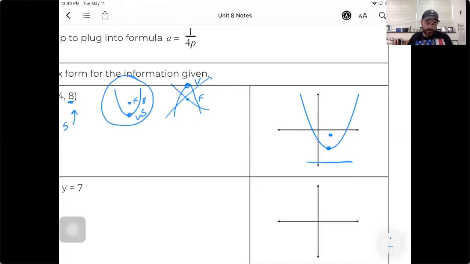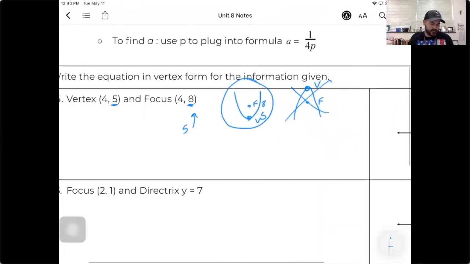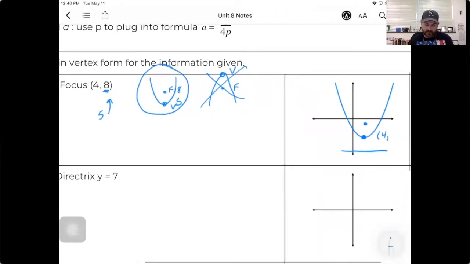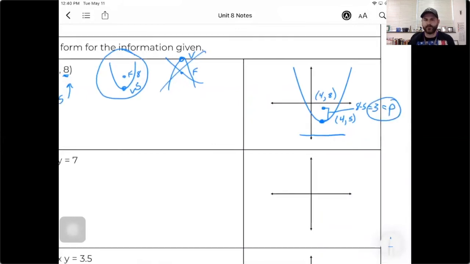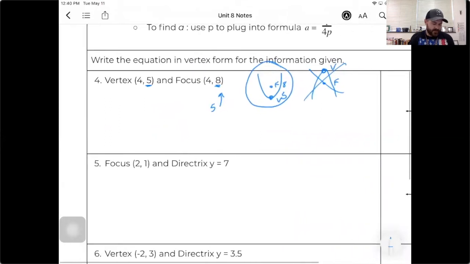All right, my vertex, I already have the ordered pair, (4, 5). The focus is the ordered pair (4, 8). That means the distance between those is 8 minus 5. And we know it's a positive number because this is opening up. 8 minus 5 is 3. That means that's my p-value. That's the first thing we find, our p-value. So I know that p equals 8 minus 5, the difference between them, which is 3.